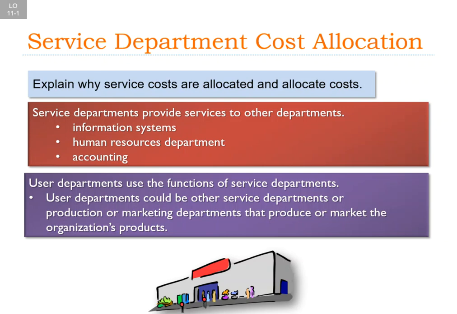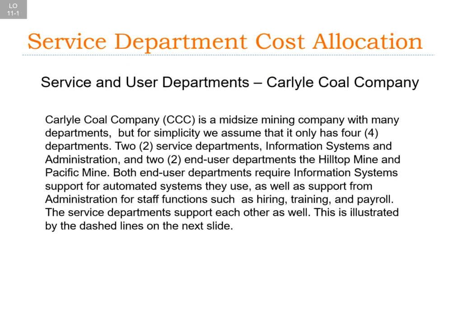User departments use the functions of service departments. Our user departments could be other service departments, or they could be production or marketing departments that produce or market an organization's final products. We're going to consider the allocation of service department costs in the context of the Carlisle Coal Company. Carlisle Coal Company is a mid-sized mining company with many departments, but for simplicity, we're going to assume that it only has 4 departments: 2 service departments, information systems and administration, and 2 end-user departments, the Hilltop Mine and the Pacific Mine.